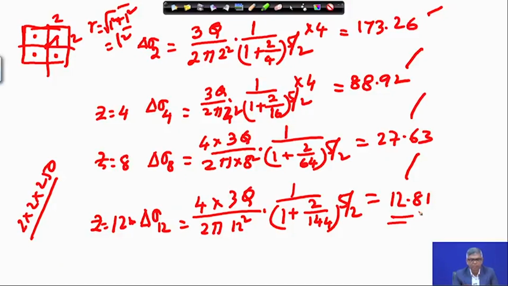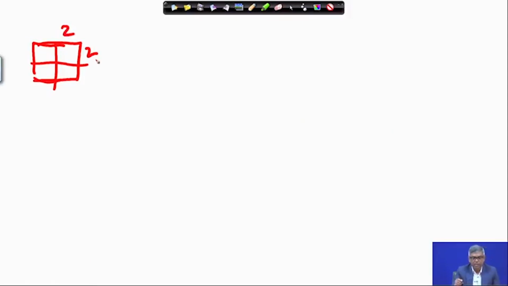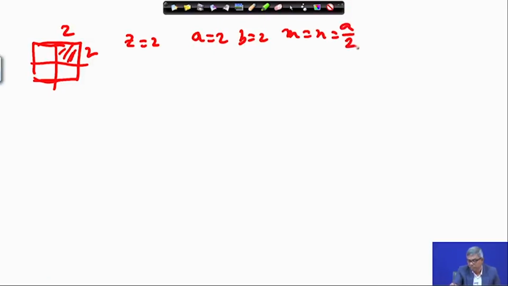So, now I have to apply the corner formula. So, this is the one. Let me get a new page again. I will draw the same figure, that is 4. So, it will be 2 by 2, and here z is suppose 2 meter first, and if I consider this small one, then it will be a equal to 2, b equal to 2. So, m equal to n equal to a by z, nothing but it will be 1 only.